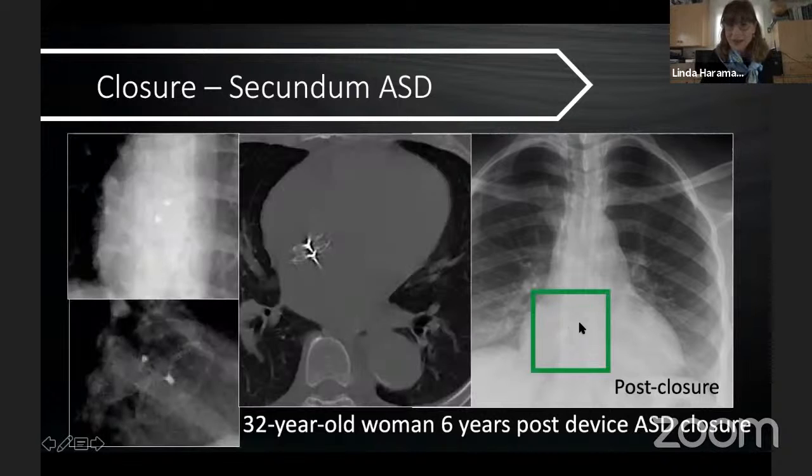And this is the device on the chest radiograph. Even though it's this big double disc device, it's not super obvious when you just glance at the X-ray, but here we see the dual disc structure that's well positioned. And this is its appearance on CT. The two discs are oriented parallel along the interatrial septum. And as it endothelializes, the shunt is closed.